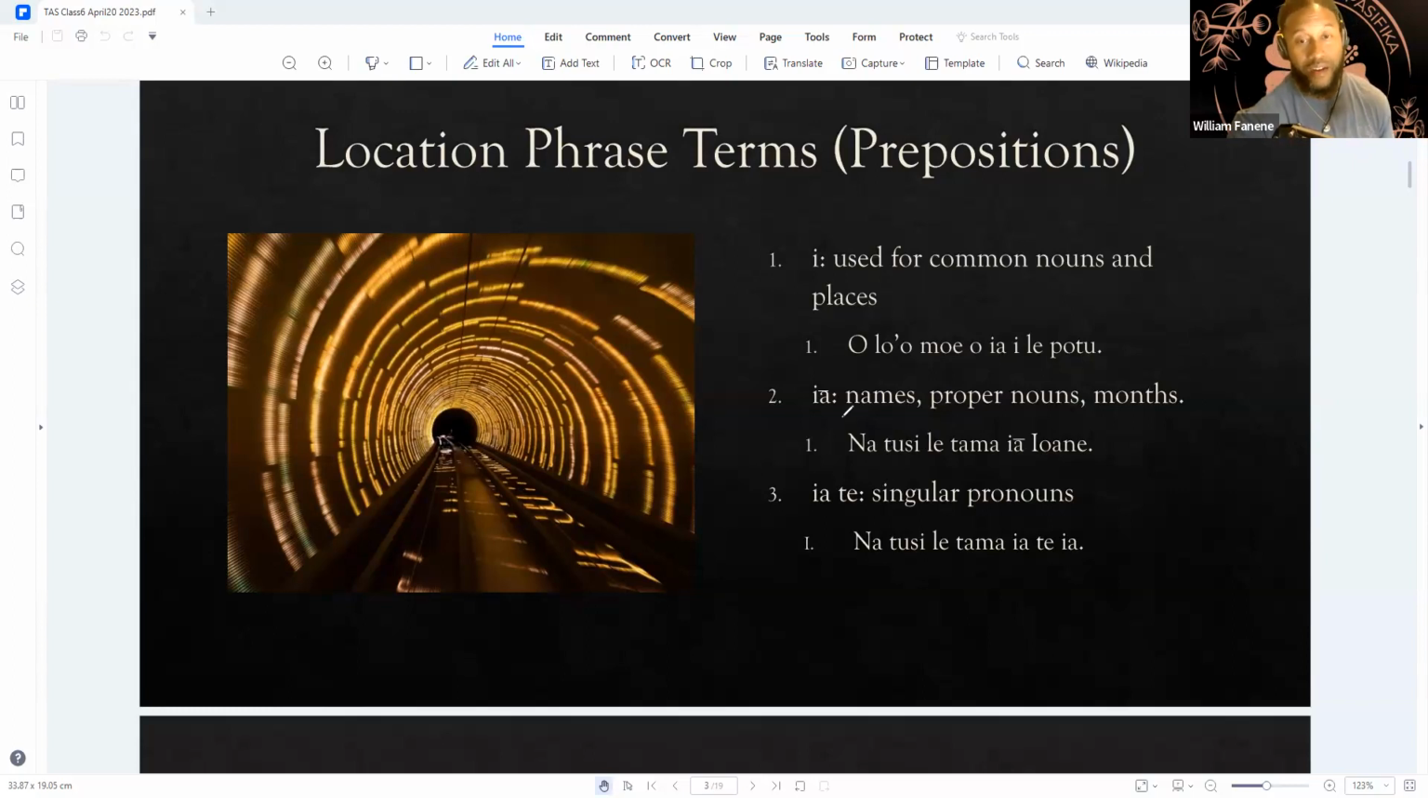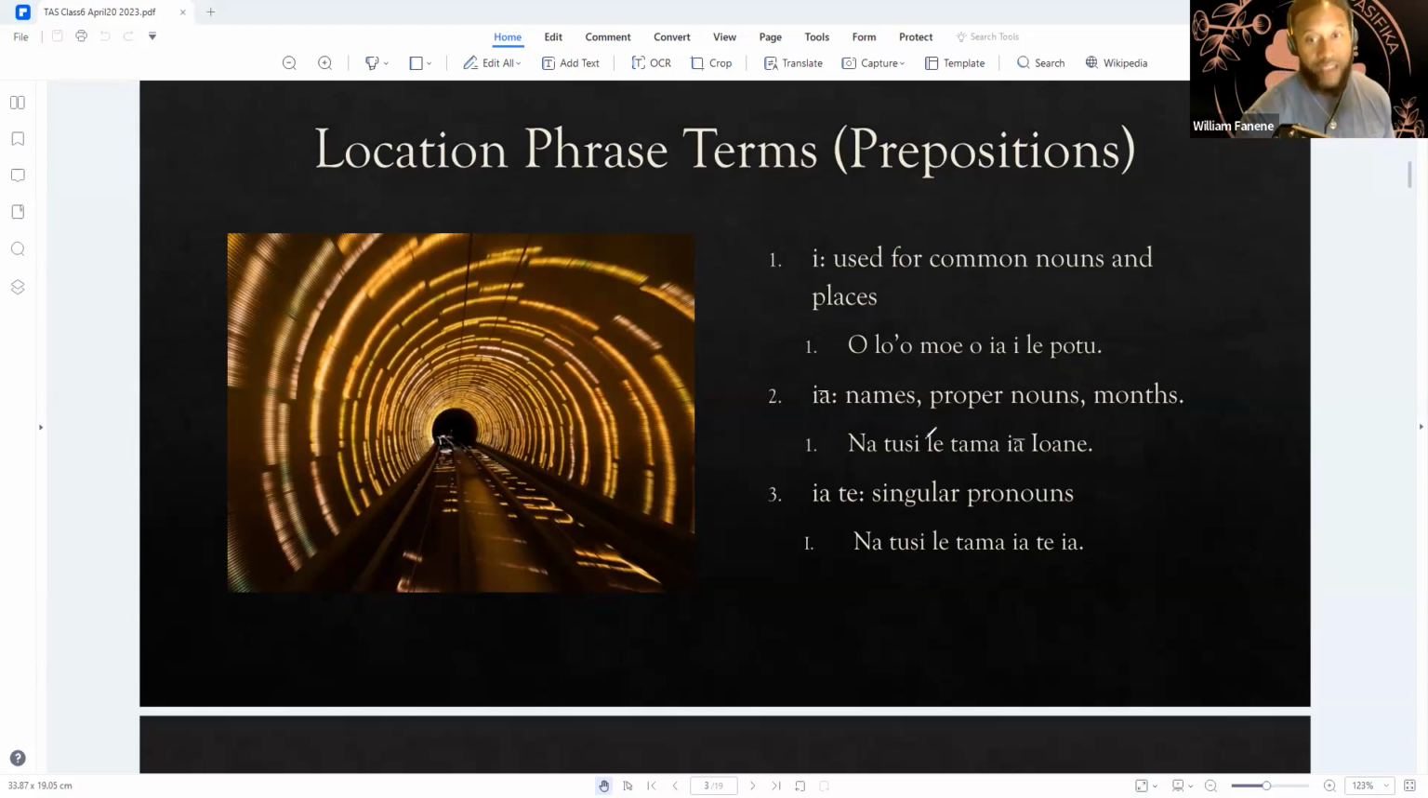So yeah is how we introduce names, proper nouns, and months. So natusi letama ya Yohane, to Yohane. So the boy wrote to Yohane. All right, so the action of write is going to Yohane. All right, natusi letama ya Yohane.